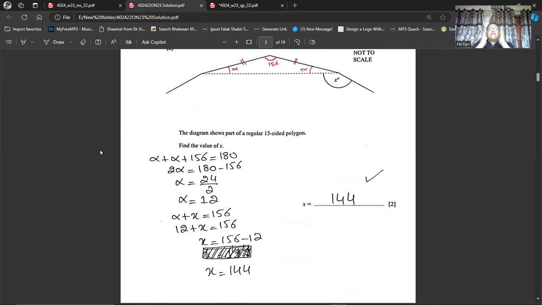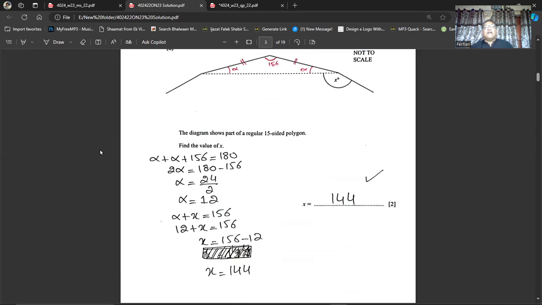So alpha plus 156 is equal to 180. So 2 alpha equals 180 minus 156, and alpha will be equal to 24 divided by 2. Alpha angle will be 12. Alpha plus x is also 156 because this is the internal angle of that 15-sided polygon.